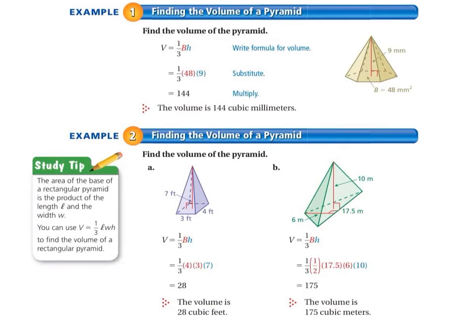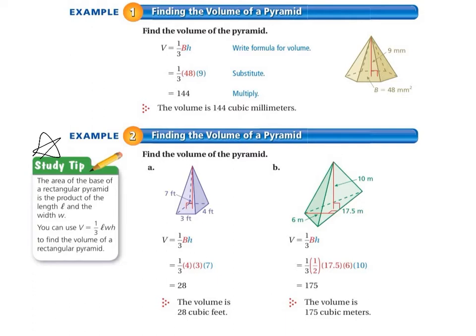Example 1, finding the volume of a pyramid. Let's read our study tip first. The area of the base of a rectangular pyramid is the product of the length and the width. You can use V equals 1/3 length times width times height to find the volume of a rectangular pyramid.